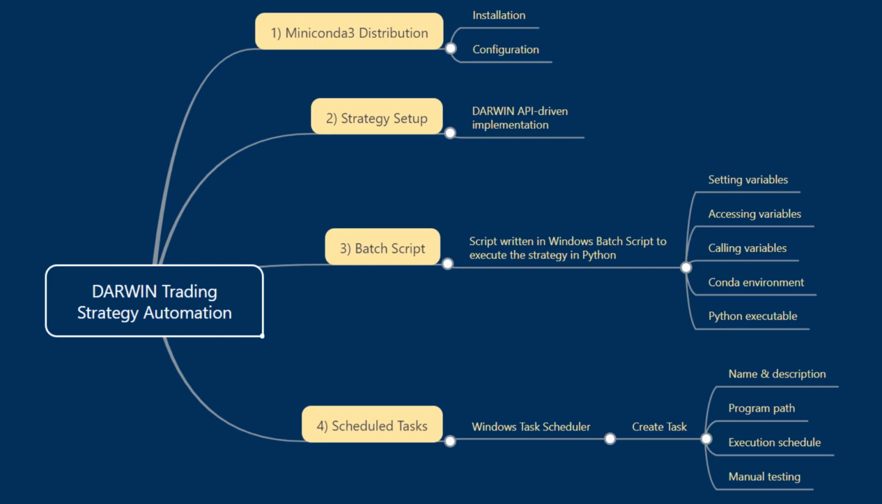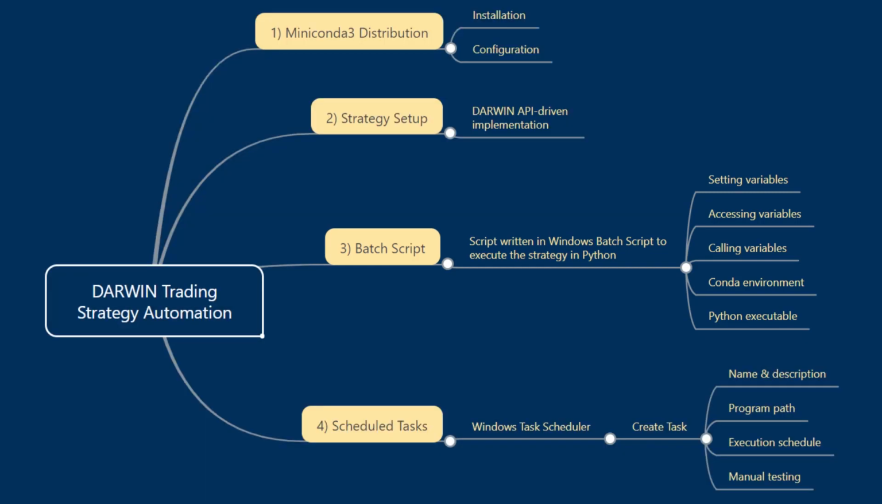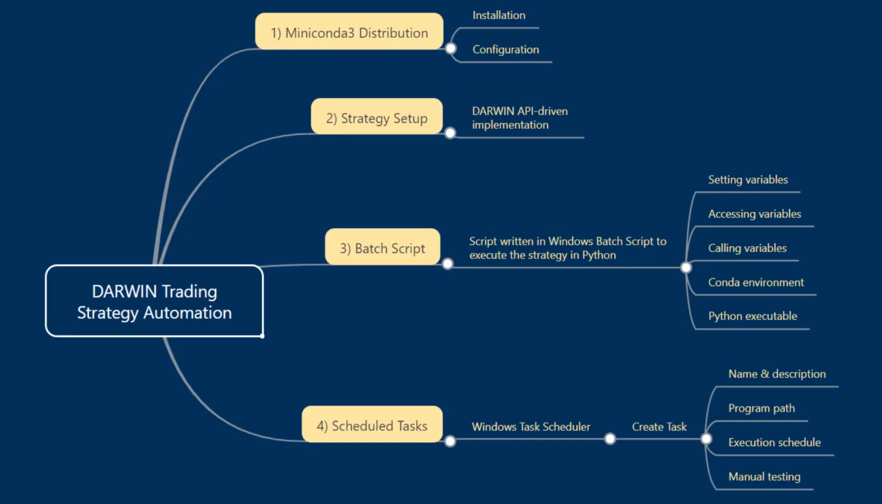The third tutorial will cover batch scripting, whereby we'll write a few lines of batch script in order to automate our strategy's execution using a custom conda environment that we'll also talk about. We'll cover setting variables, accessing variables, calling variables, accessing custom conda environments, and the relevant Python executables to use if you're using a custom conda environment.